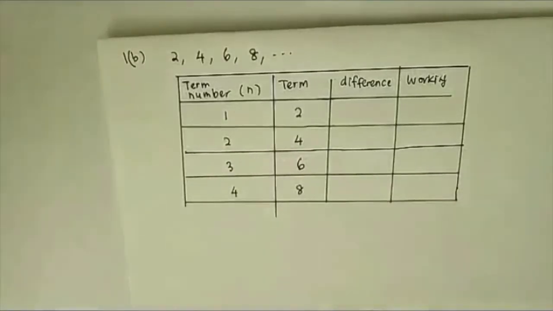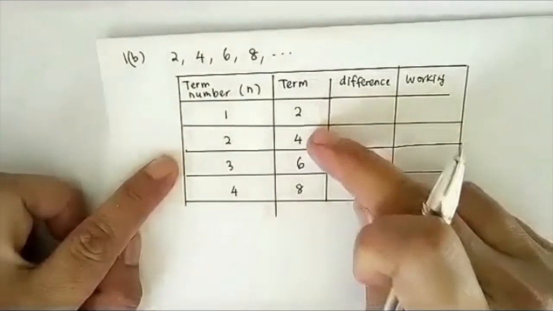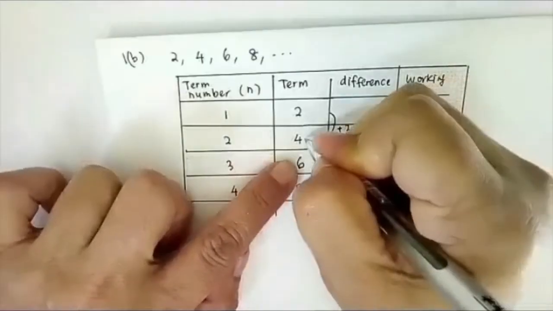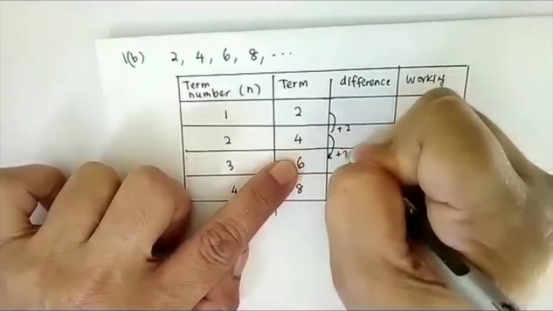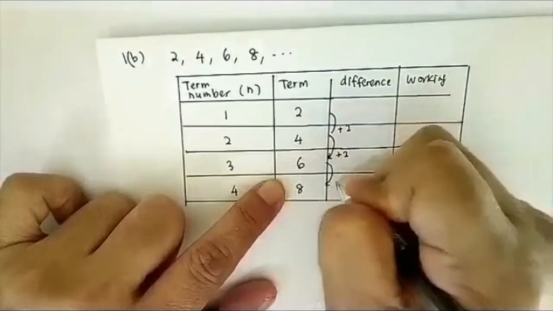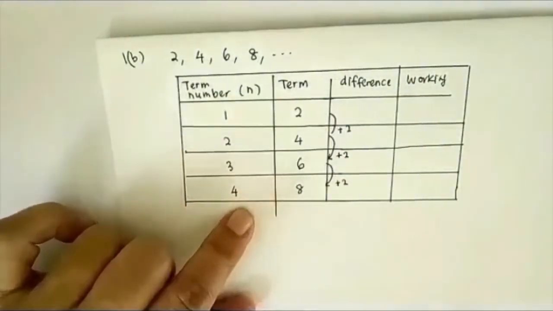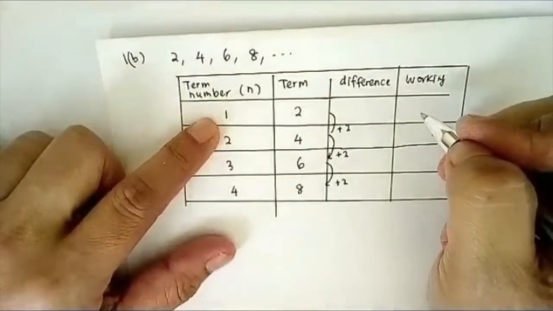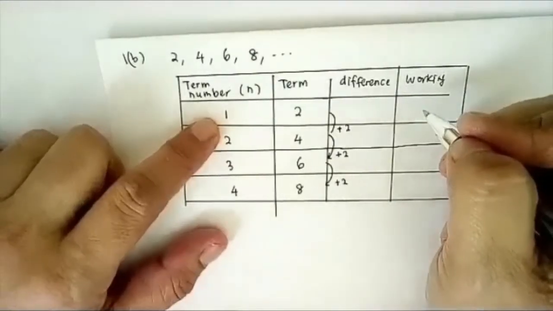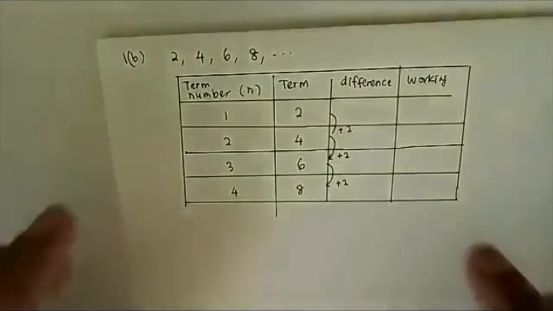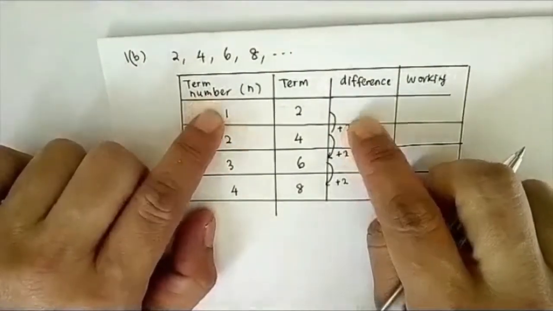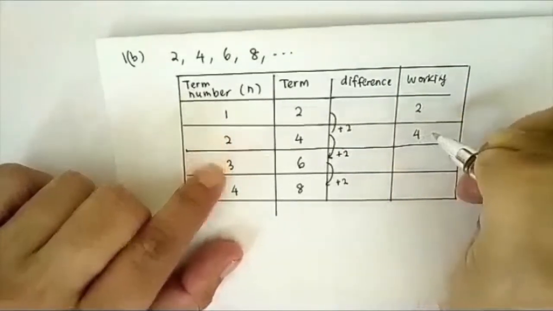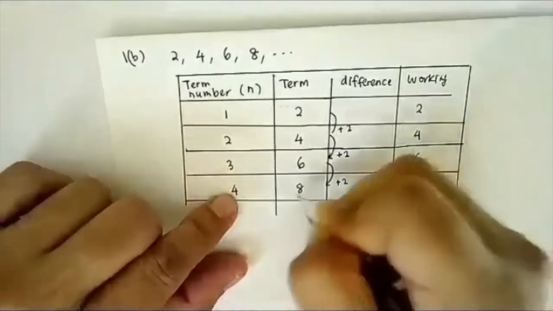Next, we look at the difference between term to term. Term 1 to term 2 is add 2. Term 2 to term 3 is add 2. Term 3 to term 4 is add 2. Next, we multiply the difference number with the term number. So 1 times 2 is 2. 2 times 2 is 4. 3 times 2 is 6. 4 times 2 is 8.